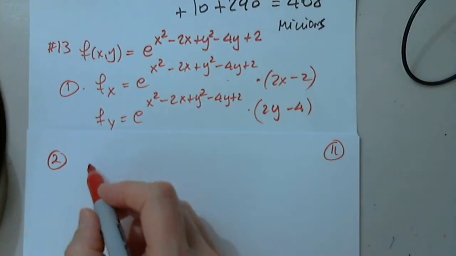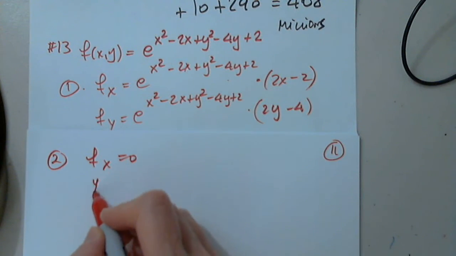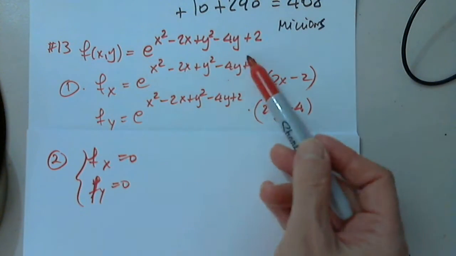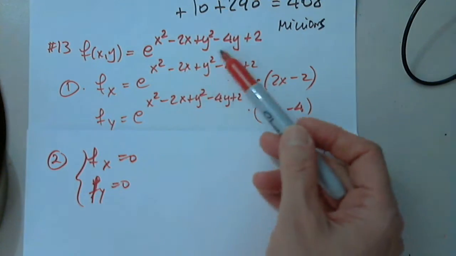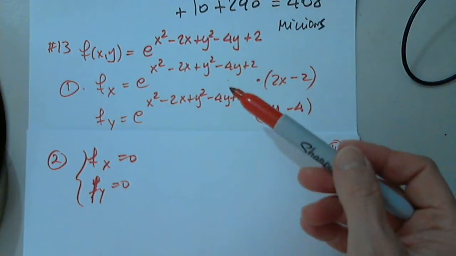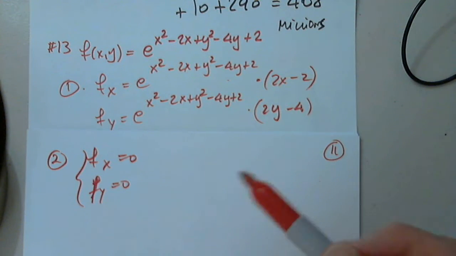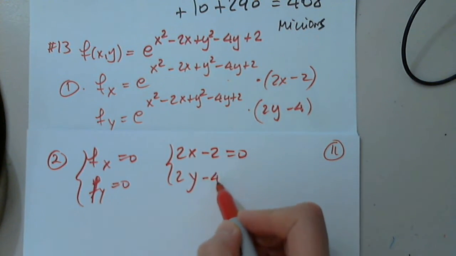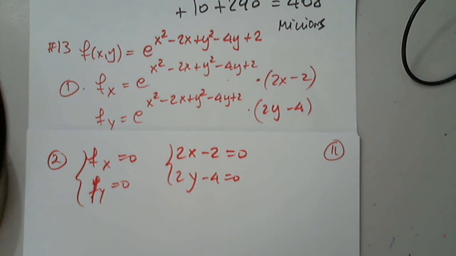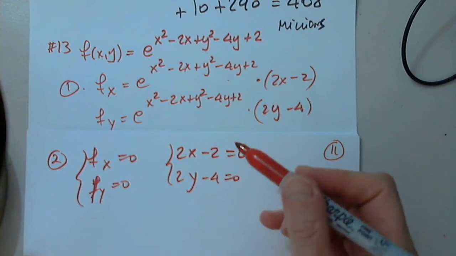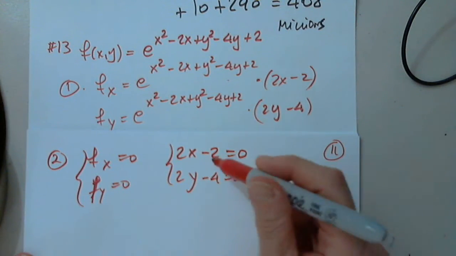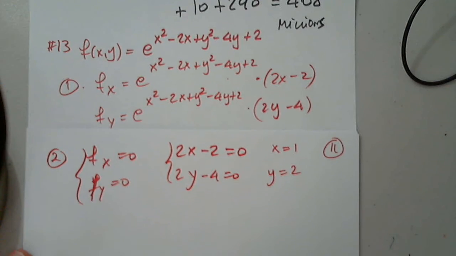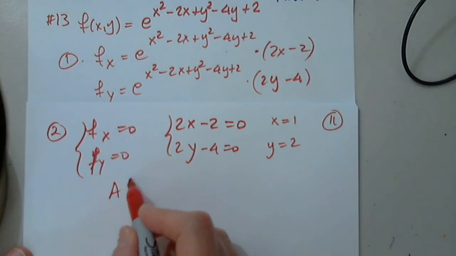Okay, so fx equals 0 and fy equals 0. I'm not going to even involve this because this is never 0. I don't even want to spend my time writing it. It's just this: 2x minus 2 equals 0 and 2y minus 4 equals 0. Okay, so from here I have x equals 1, and from here I have y equals 2. Cannot be easier so far.